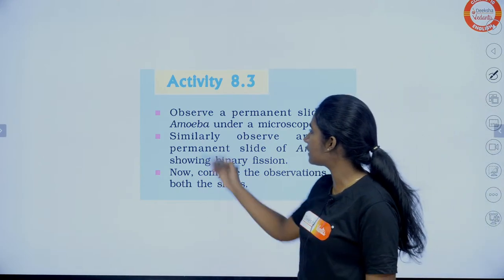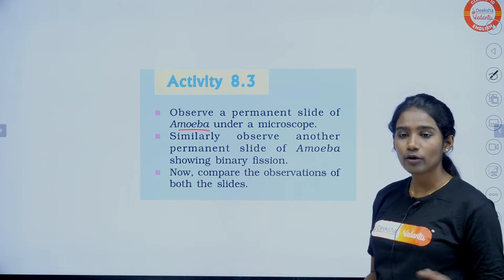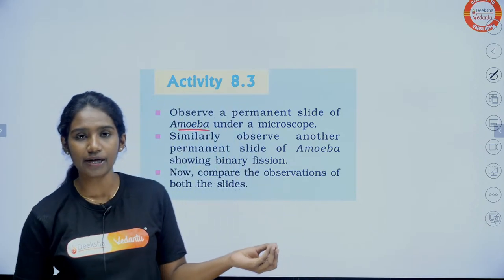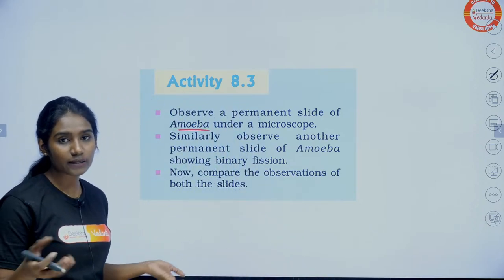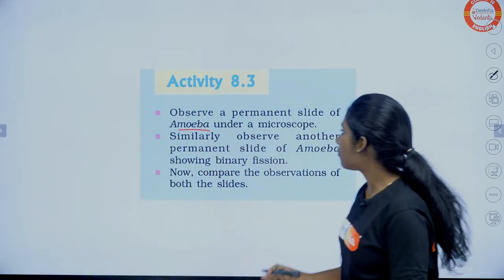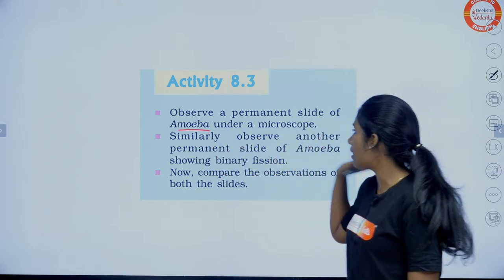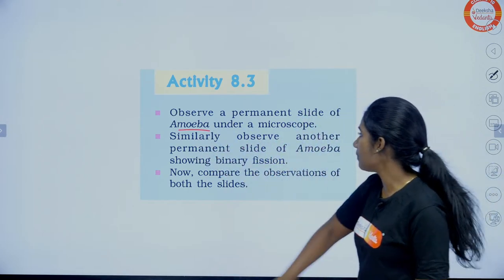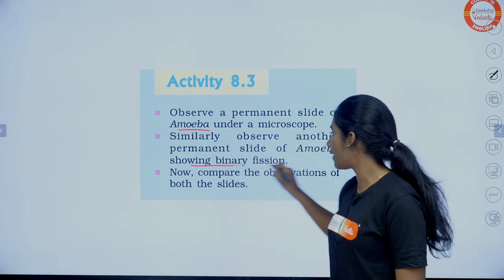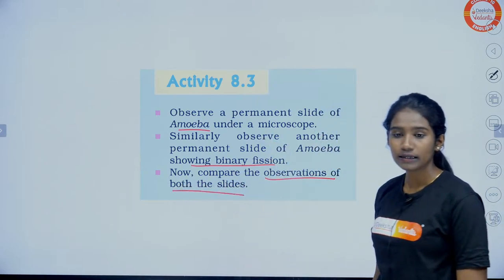The third activity is about how amoeba multiplies. Again, it is asexual reproduction. How do they multiply? It is binary fission. So what are we doing? Observe a permanent slide of amoeba under a microscope. Similarly, observe another permanent slide of amoeba showing binary fission. Now compare the observations of both the slides.